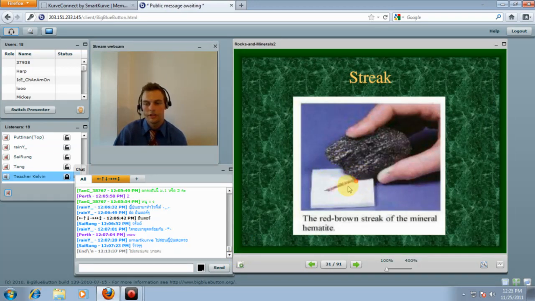This is just a very normal example. This is a streak plate, hardness of 7. This mineral would have to have a hardness less than 7, and it's got this red-brown streak, so it's hematite. You know, say definitely hematite.